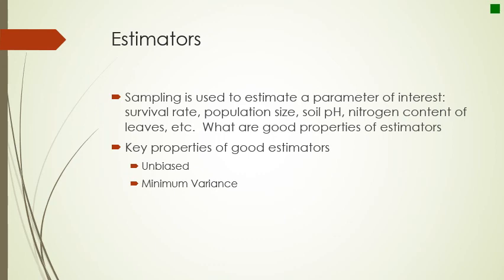Whenever we go out and sample, we want to estimate some parameter of interest. And we do this with what we call estimators, or equations that take the data that we collect and produce the parameter we're interested in. That might be survival rate, population size, soil pH, whatever. So what are some good properties of estimators? Well, for one thing, we want estimators that are unbiased. So when we compute a mean from our sample, we want that mean on average to converge on the true mean. And secondly, we'd like to have estimators with minimum variance so that we can get the most precise estimate possible.